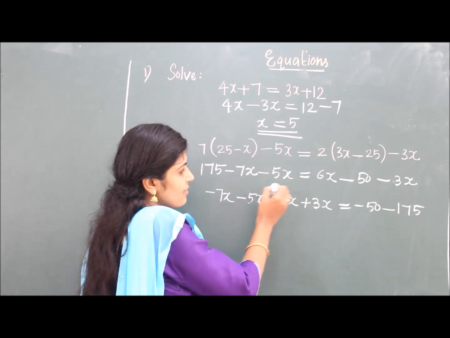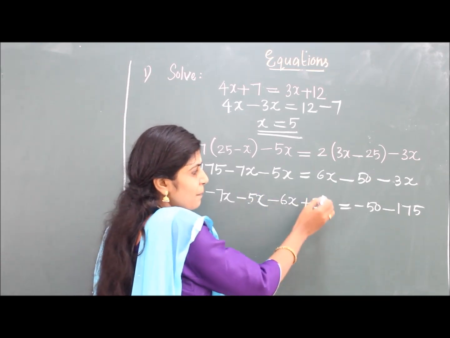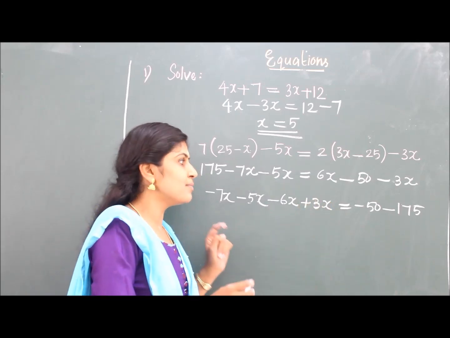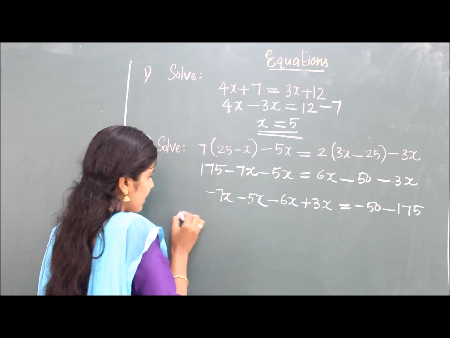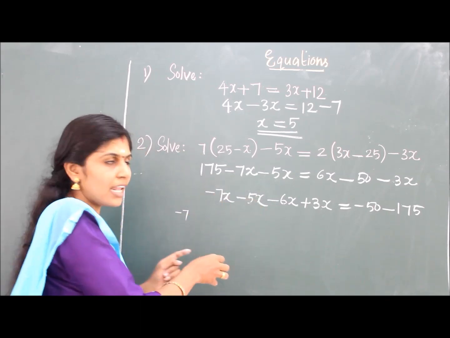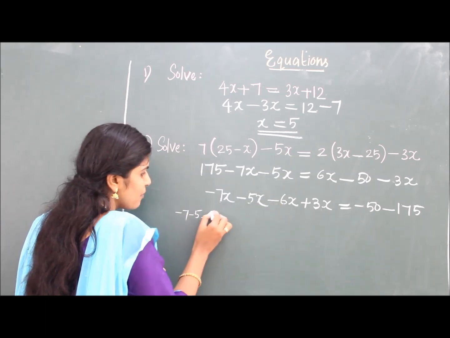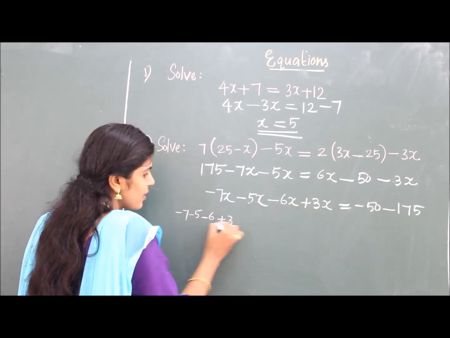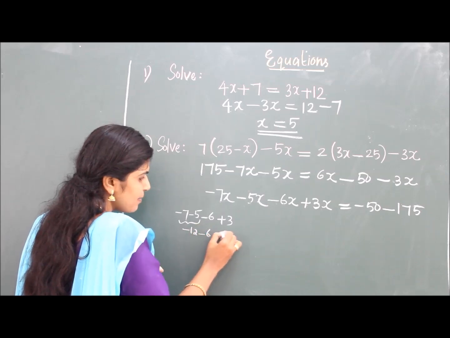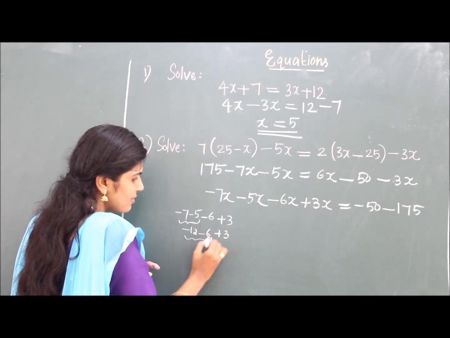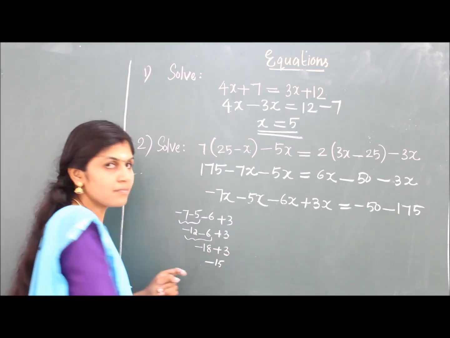Again minus 12x minus 6x is minus 18x. Minus 18x plus 3x is minus 15x. Or else you can do like minus 7 minus 5. If you are not okay with this calculation, you can do like this. See, minus 7 minus 5 minus 6 plus 3. So this minus 7 minus 5 will give minus 12 minus 6 plus 3. Then minus 12 minus 6 will give minus 18 plus 3, which is minus 15.